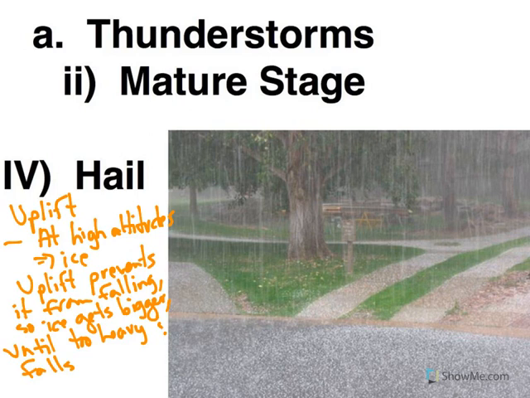Now, if there's not a lot of uplift, that's going to melt before it hits the ground. But if there is a lot of uplift, then those ice crystals can get quite large. They can just keep building up and building up until finally it falls. And even though it will melt a little bit on the way down, you still get some solid pieces. And that's what we see as hail. So when you see really, really large hail, you know you have a huge amount of uplift taking place.